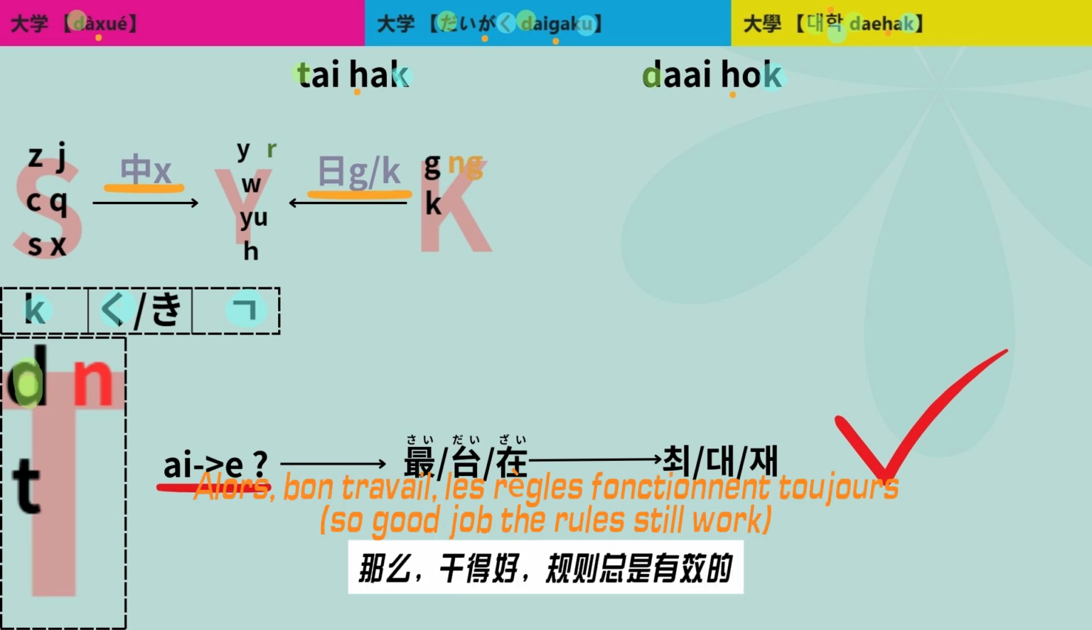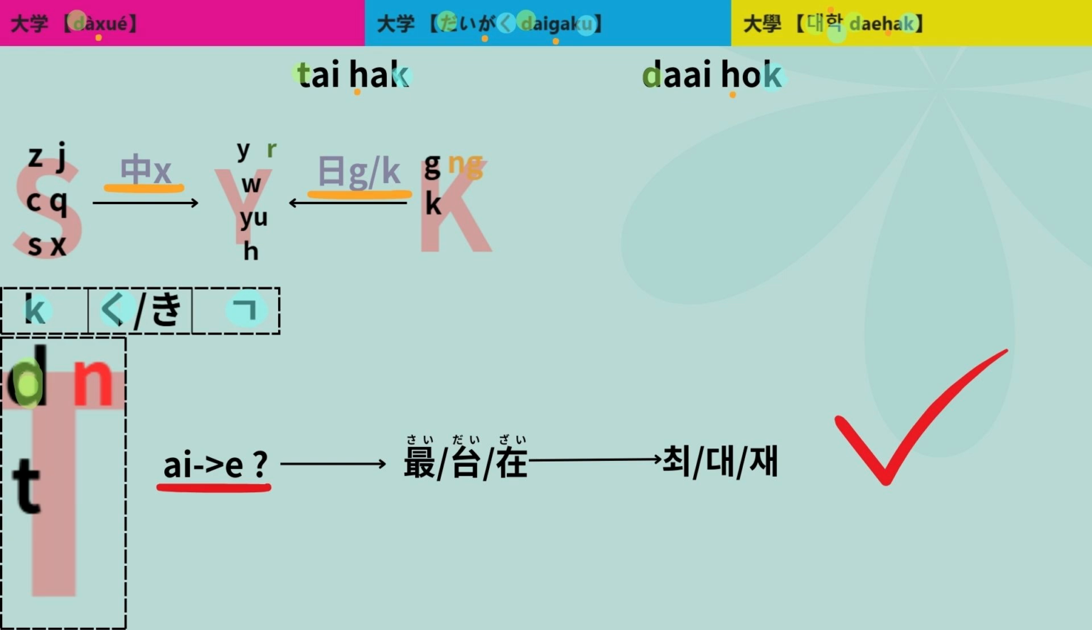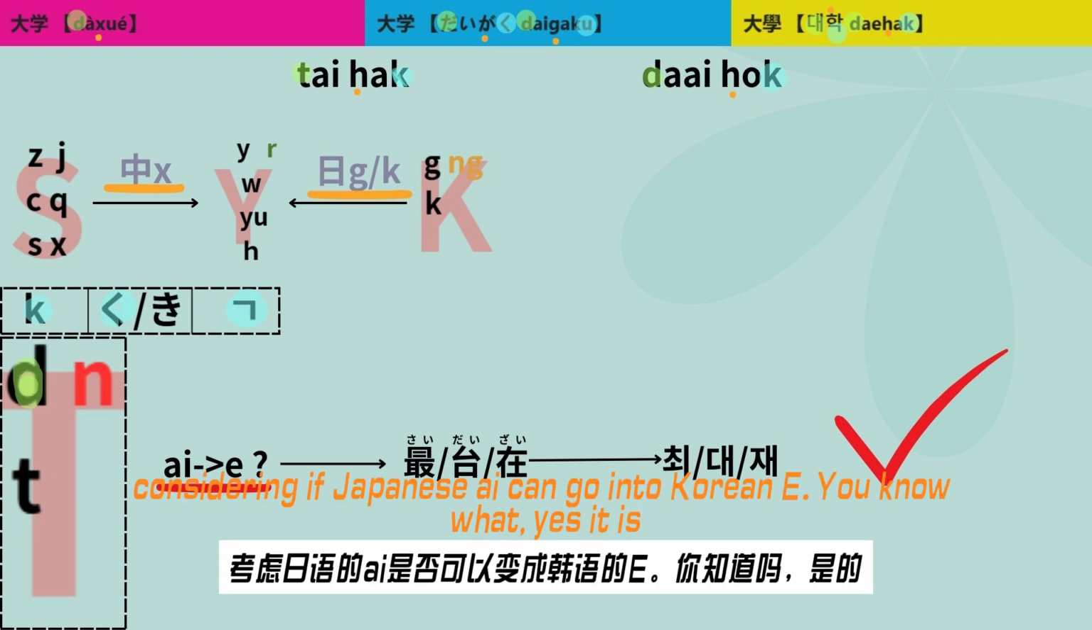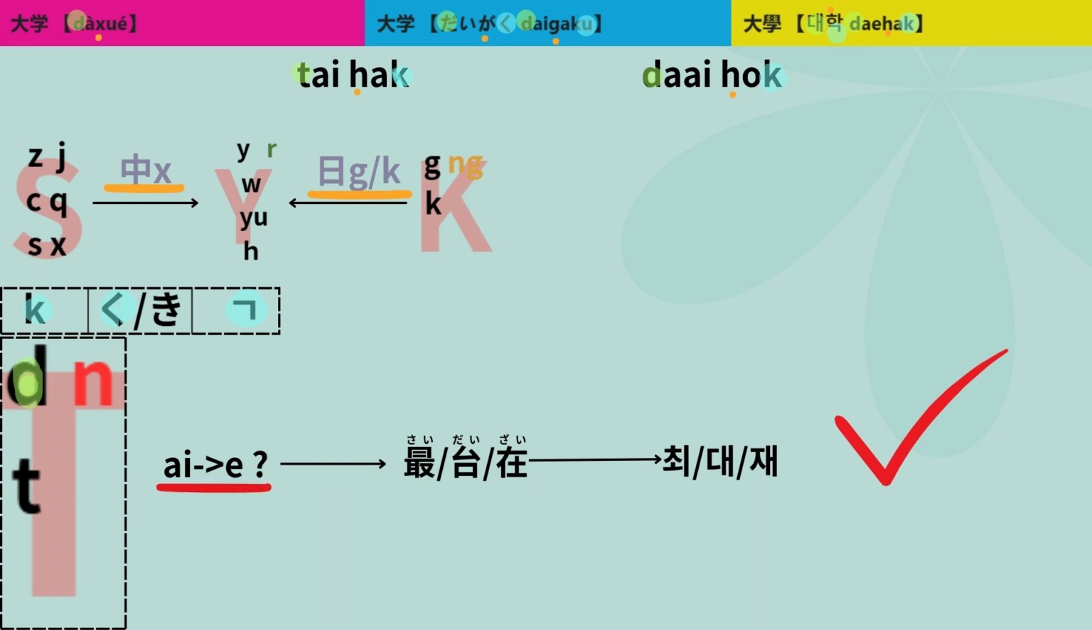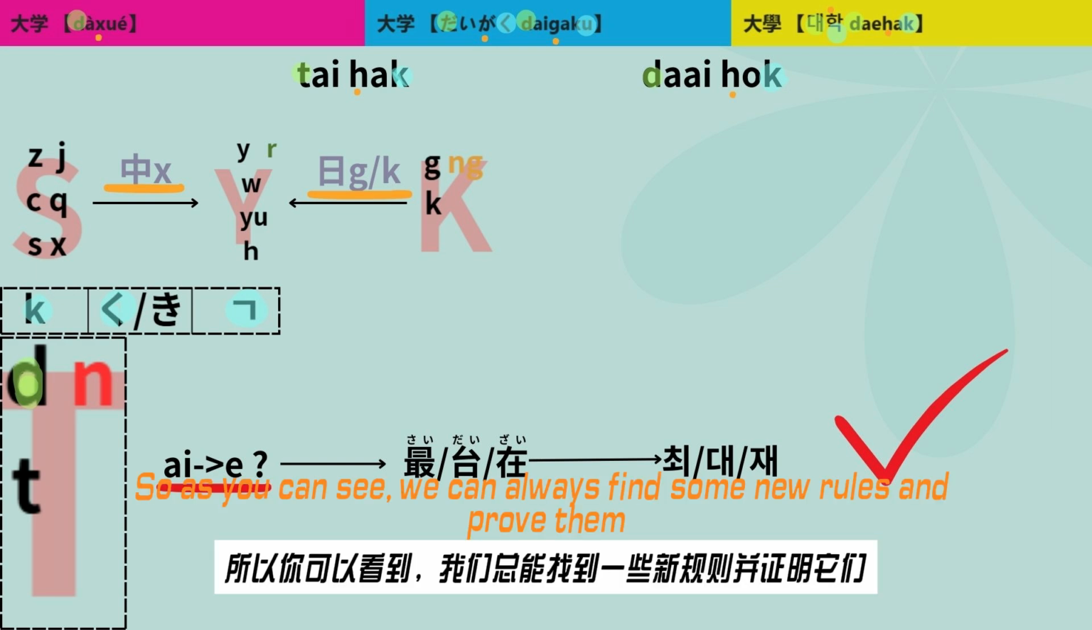Alors, bon travail. La règle fonctionnait toujours. And maybe you already found the question mark here. I was considering if Japanese I can go into Korean E. You know what? Yes, it is. Por ejemplo, sai, tai, zai tends to be 最, 的, in Korean. So as you can see, we can always find some new rules and improve them.